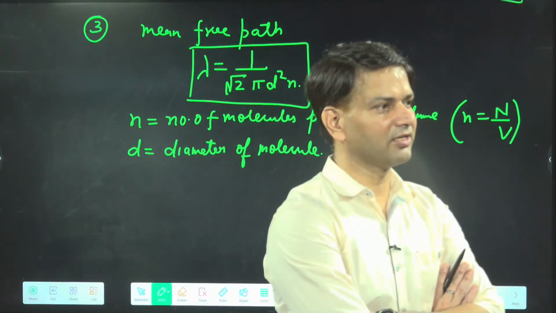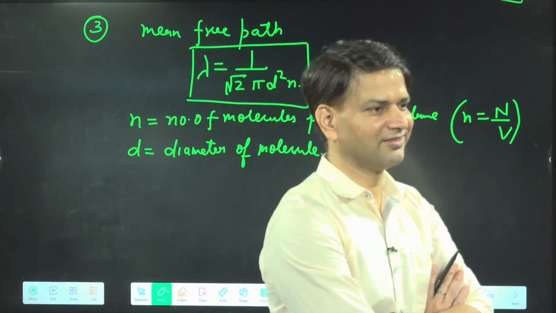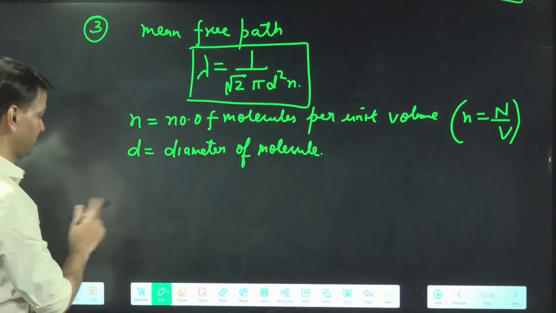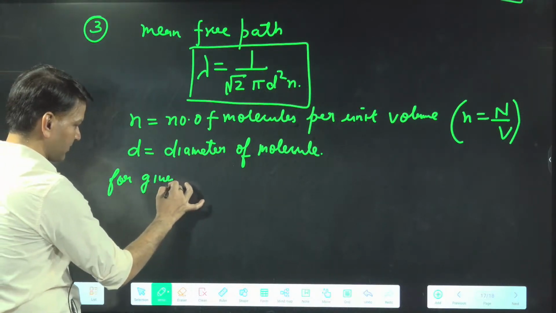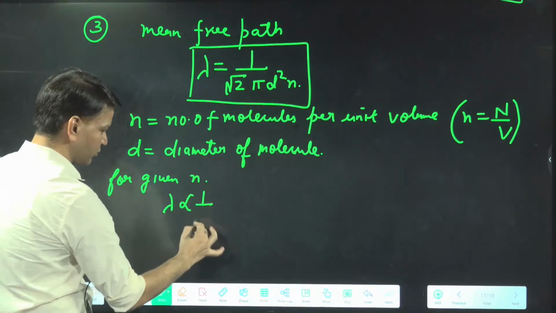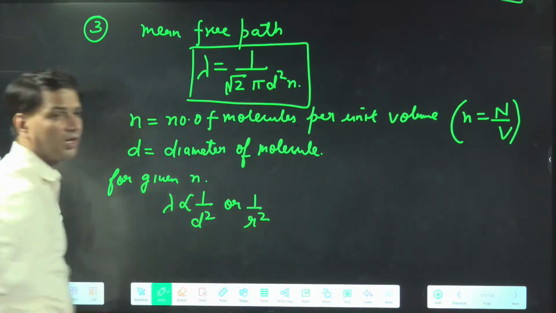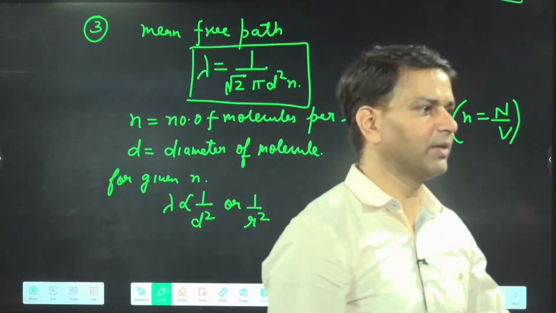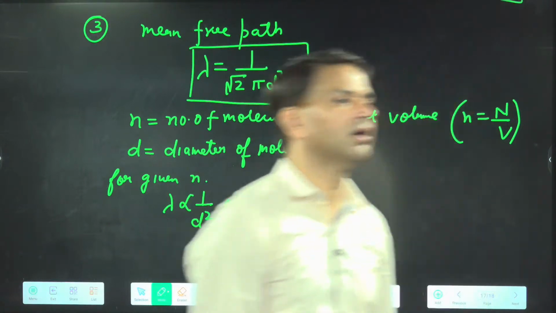Our diameter and radius relation is d is equal to 2r. What you will get? For given n, we can say lambda is inversely proportional to d square or inversely proportional to r square. Why? Diameter is equal to 2 into radius. 2 will go with the proportionality. So lambda is inversely proportional to r square.